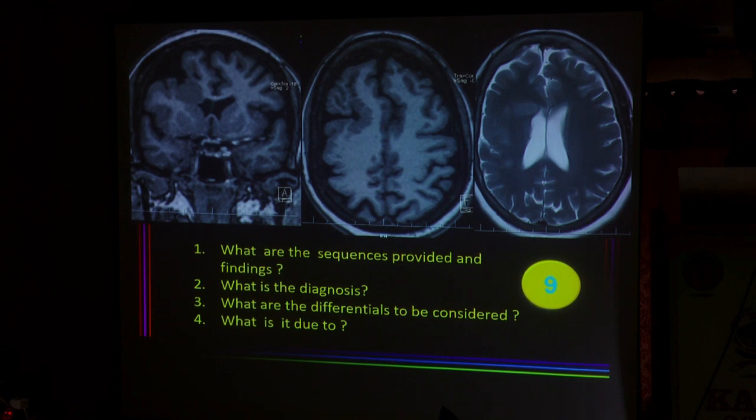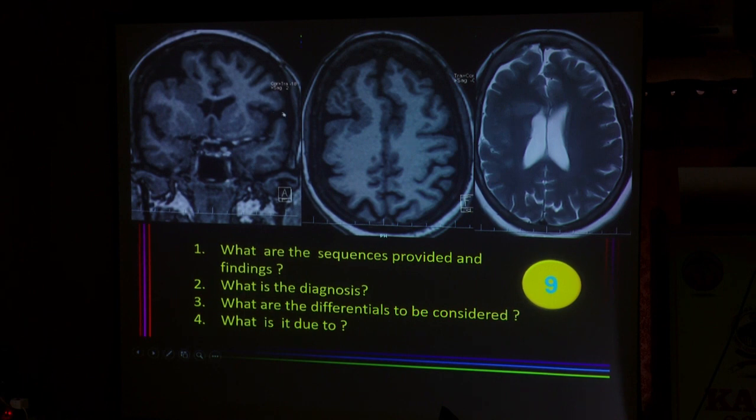So what are the sequences provided and the findings here? And what is the diagnosis? What are the differentials that can be considered? What can it be due to? So what is the sequence? It's an important part of the seizure protocol. So this is a 3D SPGR sequence, and what could be the diagnosis? And what would you consider as a differential diagnosis?